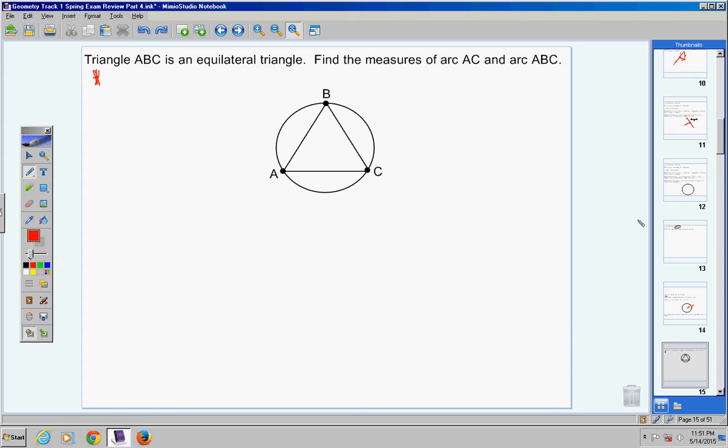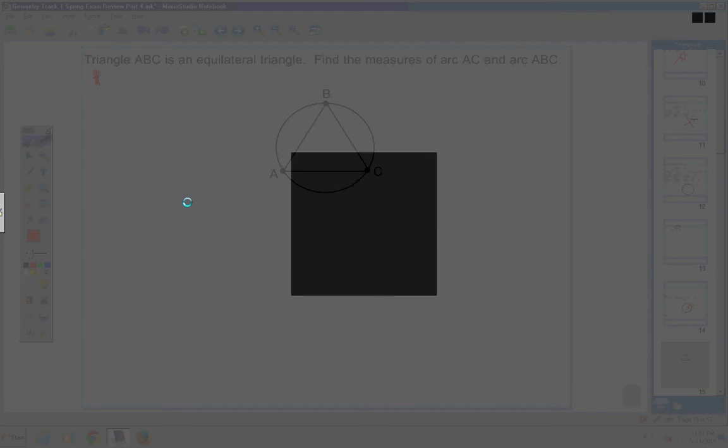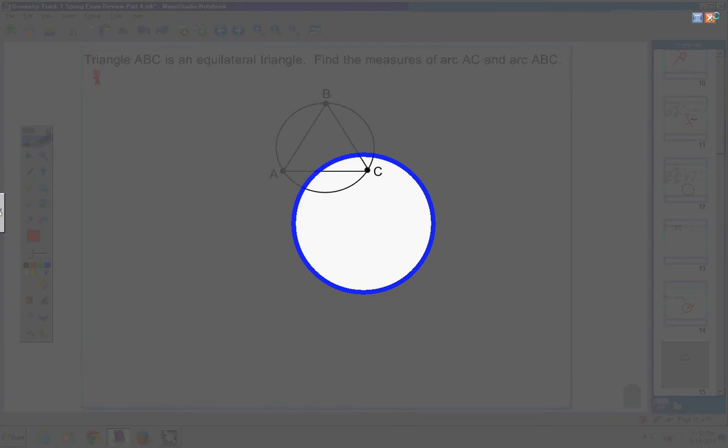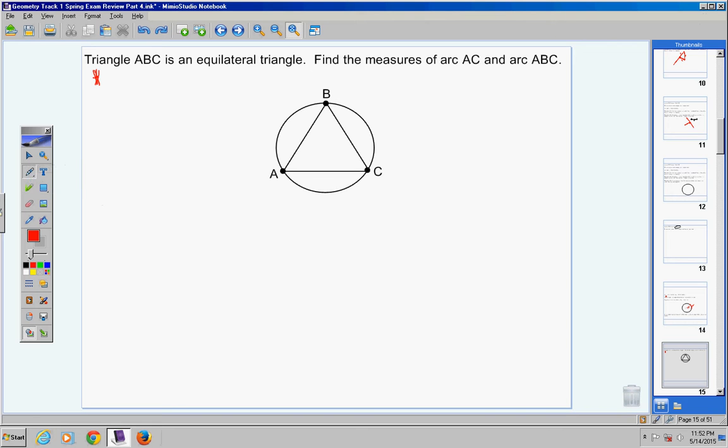Okay, students, now they want us to find the measure of arc. Like I said, my pen is doing crazy things. Hold on. The measure of arc AC. So this arc here, okay? And the measure of arc ABC, which is the big arc right here.